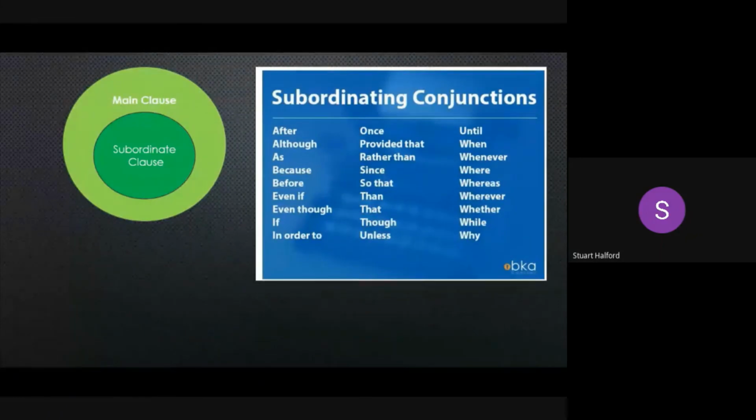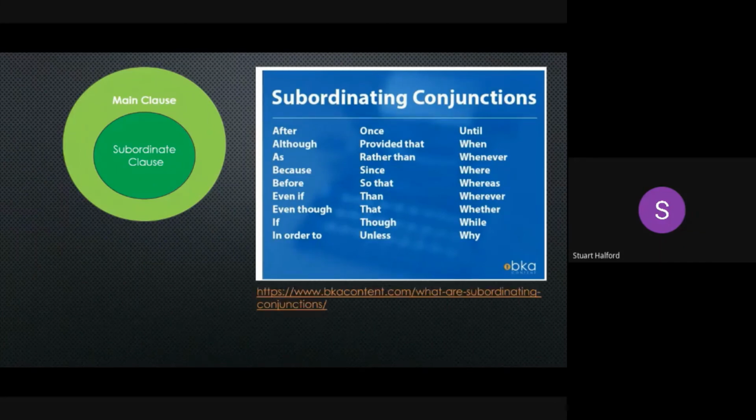These are some of the main subordinating conjunctions, and quite often you'll hear these referred to as signposting words, and you use these in quite a lot of essays. And there are many, many more, but here's some of the main ones. And there's the website if you want to go and have a look at that.